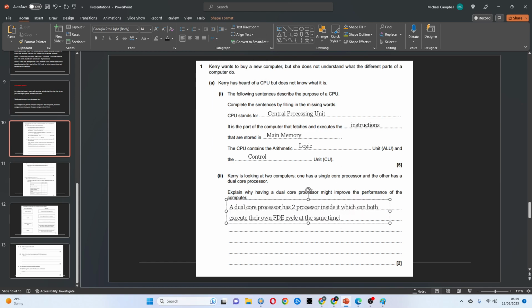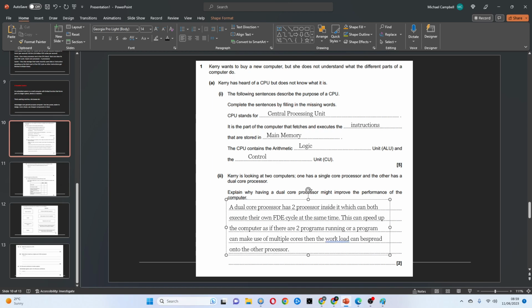Right, so the dual core processor, 2 processors then. This can speed up the computer as if there are 2 programs running, or a program can make use of multiple cores, then the workload can be spread onto the other processor.